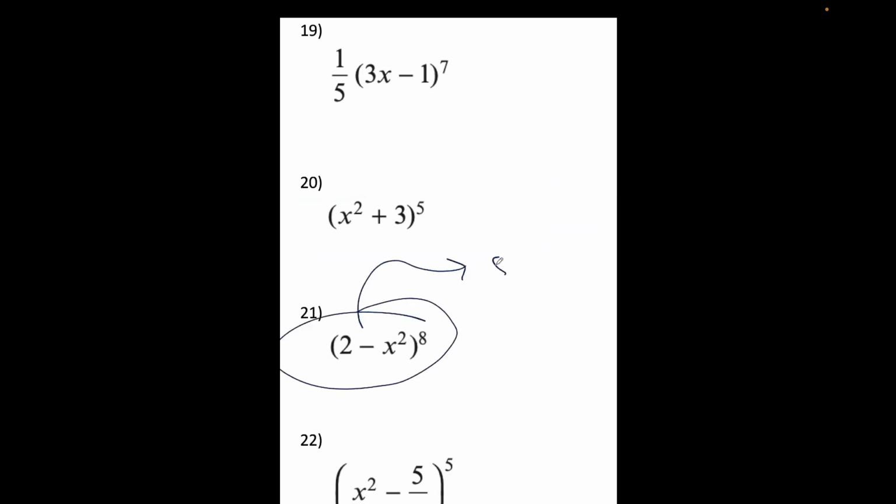Over here, 8 bracket to the power of 7 now, isn't it? As in pretend it's the regular x over here, but you must include one extra step at the end, which is times by the differentiation side of the bracket, negative 2x. Negative 16x bracket 2 minus x squared to the power of 7.